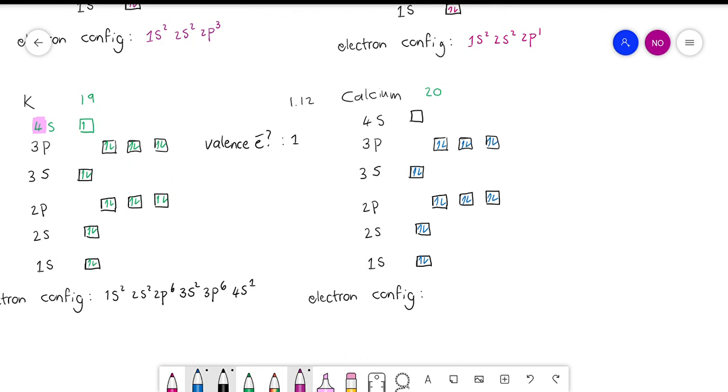Daar's ons weer by argon. And now we move on to the next orbital, or the next energy level. So his valence electrons will be equal to 2, hierdie twee. And his electron configuration will look like this.